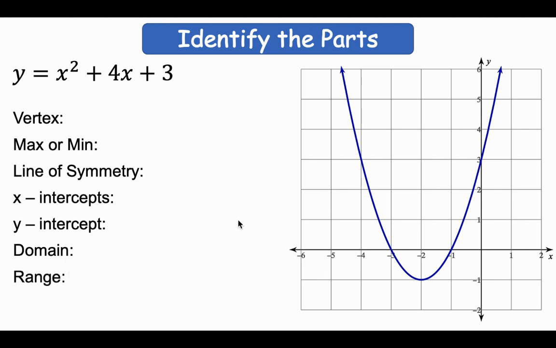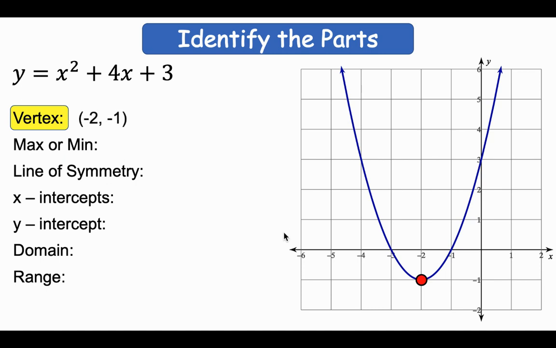All right, so let's go over each one of these because, like I said, your homework will look a lot like this. So your vertex, again, that is the middle. So that's that red dot right there. And it's a point, so you need to make sure you tell me what point that vertex is. So that point is at (-2, -1). So that's it.